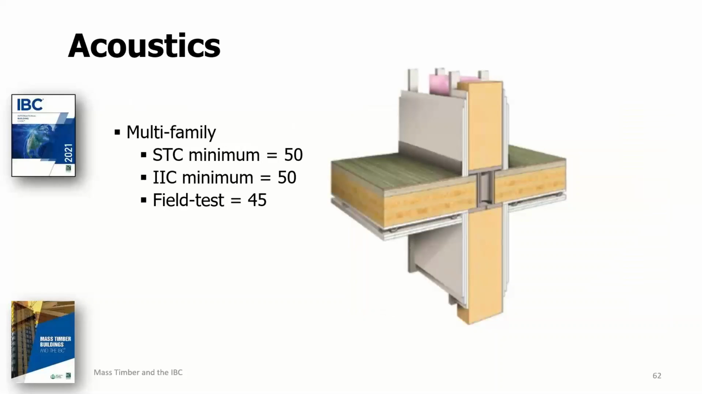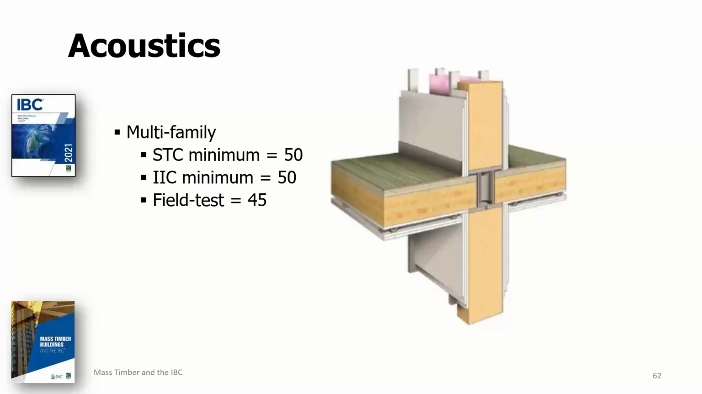Assemblies like the ones that I just described must have a minimum sound transmission class, or STC rating, of 50. And this is a measure of airborne sound transmission loss. So the higher the STC, the more effective the assembly is at blocking sound transmission between adjacent dwellings. Airborne sound transmission, that is.